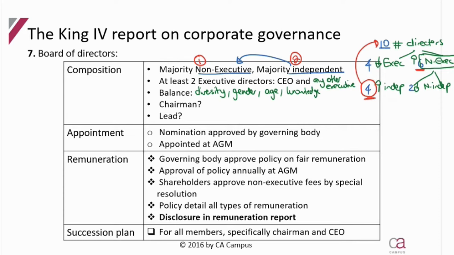The chairman should be an independent, non-executive director. In King 4, there must be a lead appointed irrespective of the chairman's designation, and this lead chairman will be independent, non-executive.